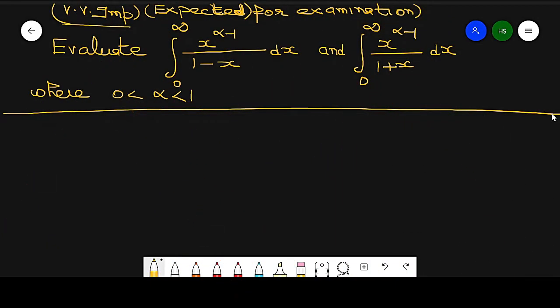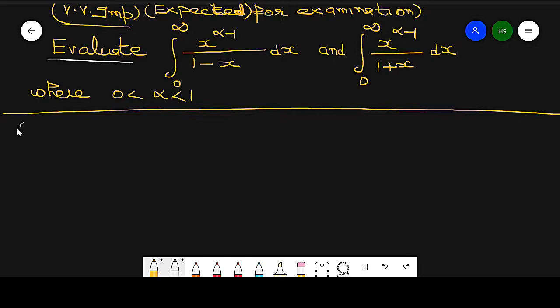Now this is a very important type. So here the statement of the question is: evaluate this integration and this integration, where 0 is less than alpha less than 1. First of all, I will integrate the first integration, that is x raised to power alpha minus 1 over 1 minus x, and then x raised to power alpha minus 1 over 1 plus x.